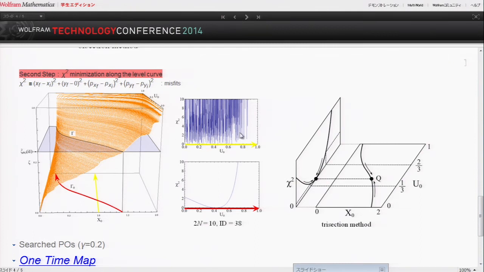It's so jaggy, and it is too difficult to search the initial point of the periodic orbit. But along the contour curve, the chi-square value is this, a simple convex curve with only one bottom. And this is the initial point of the wanted periodic orbit.